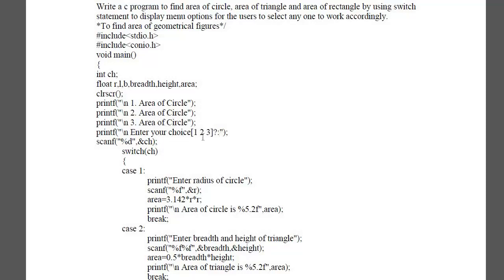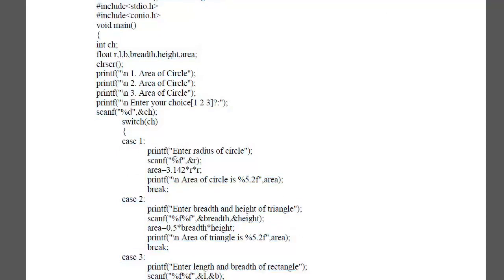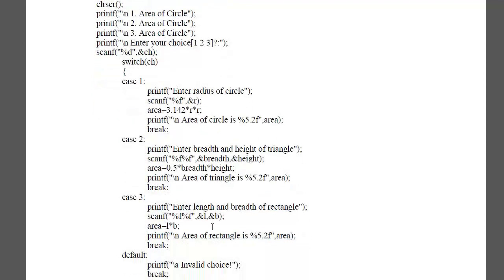If I enter 1, then what happens? That 1 we are passing. If the passed value is 1, this is a C program to find area of circle. If the choice is 2, this is a C program to find area of triangle. If the choice is 3, this is a C program to find area of rectangle. Very simple. If you enter other than 1, 2 and 3, we get invalid choice.